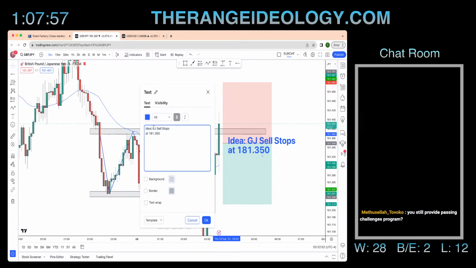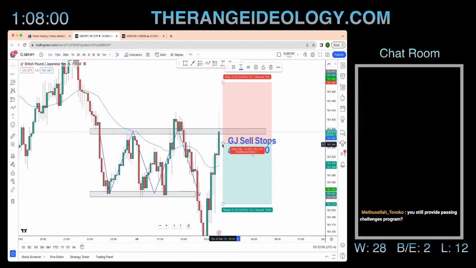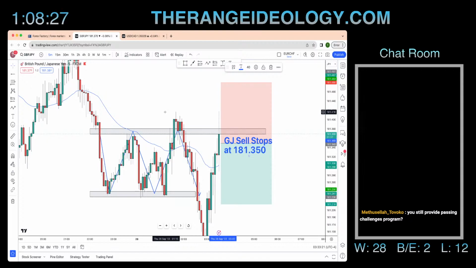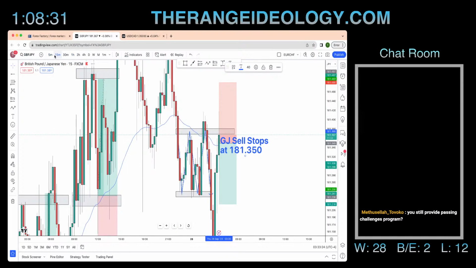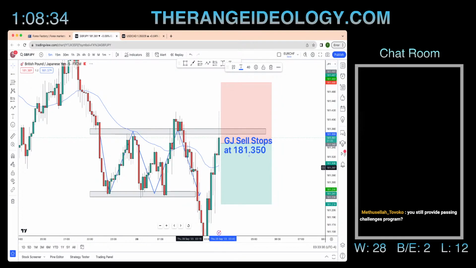181,350. It's not an idea no more. It's an actual entry here. So we're about to be activated, guys, here. And I'm going to avoid USD CAD here for now. So we have the sell stops here, 13 pips at 181,480. And our profit target TP1 is 181,220. All right, here it comes. All right, nearly tapped. And this is why I mentioned the importance of having low spread accounts.